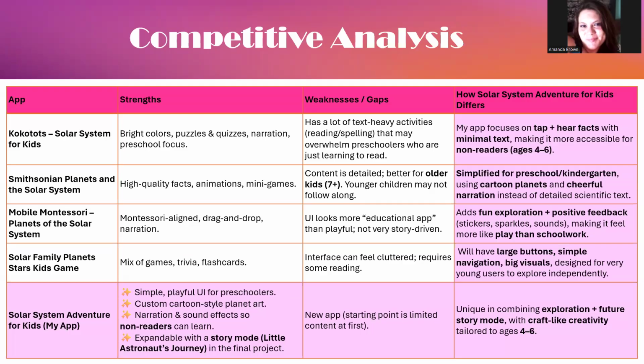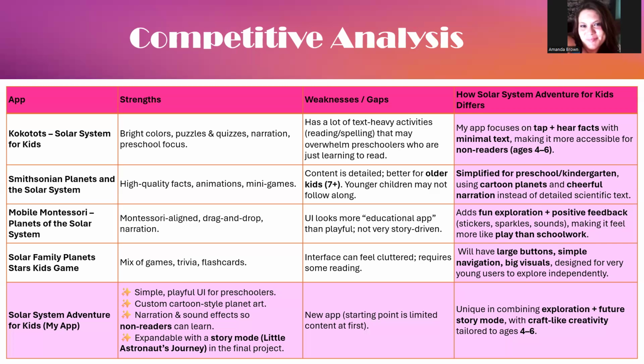The Smithsonian Planets and Solar System: high quality facts, animations, and mini games are their strengths. Weakness is the content is detailed, better for older kids, 7 plus. Younger children may not follow along. Where my app differs from theirs, mine is simplified for preschool and kindergarten, using cartoon planets and cheerful narration instead of detailed scientific text.